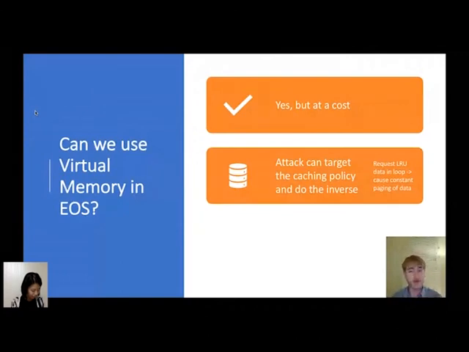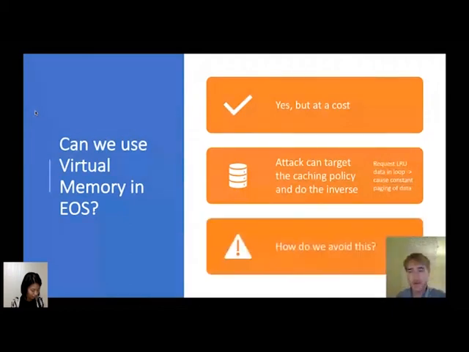They'll do this in a loop and they'll make two nodes go unsynchronized. One will have this data in RAM, the other one will have that data in disk, and totally screw things up. So how are we going to actually avoid that? How can we use virtual memory in EOS while avoiding an attack?